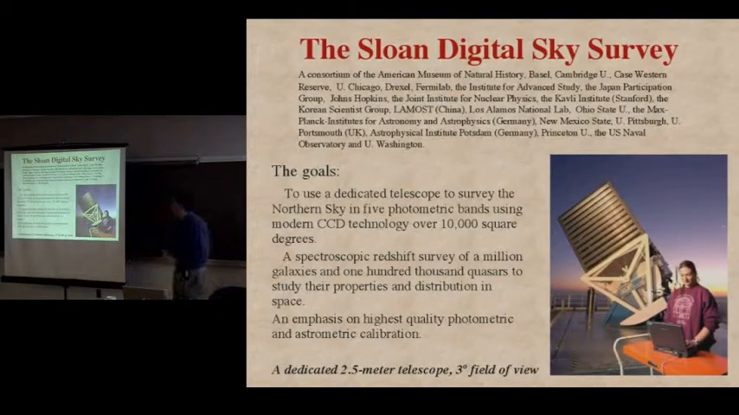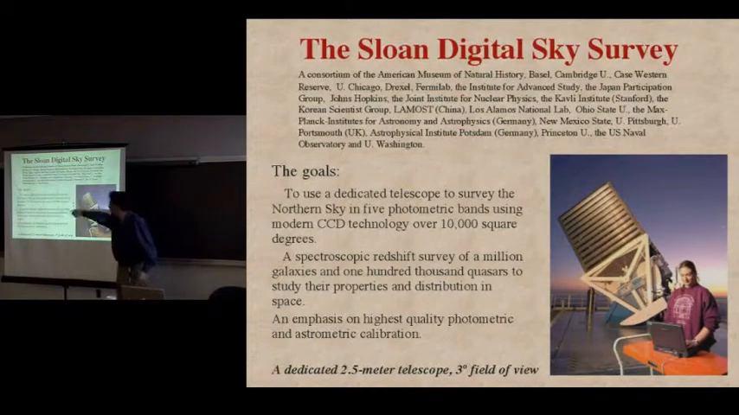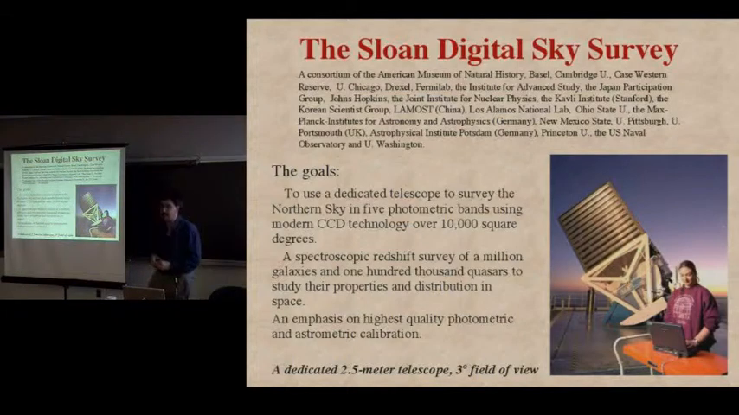So the tool that I'll be using is the Sloan Digital Sky Survey, and it involves a large number of institutions. Here are the stated goals, which we're actually very close to finishing. We're using a dedicated telescope, this one here, to survey the high galactic latitude sky in the north with 5 photometric bands over about 10,000 square degrees, a spectroscopic survey of 1 million galaxies and about 100,000 quasars to study their properties, and a huge emphasis throughout on really getting not just large quantities of data, but very precise data, very accurate photometric, spectrophotometric, and astrometric calibration throughout.